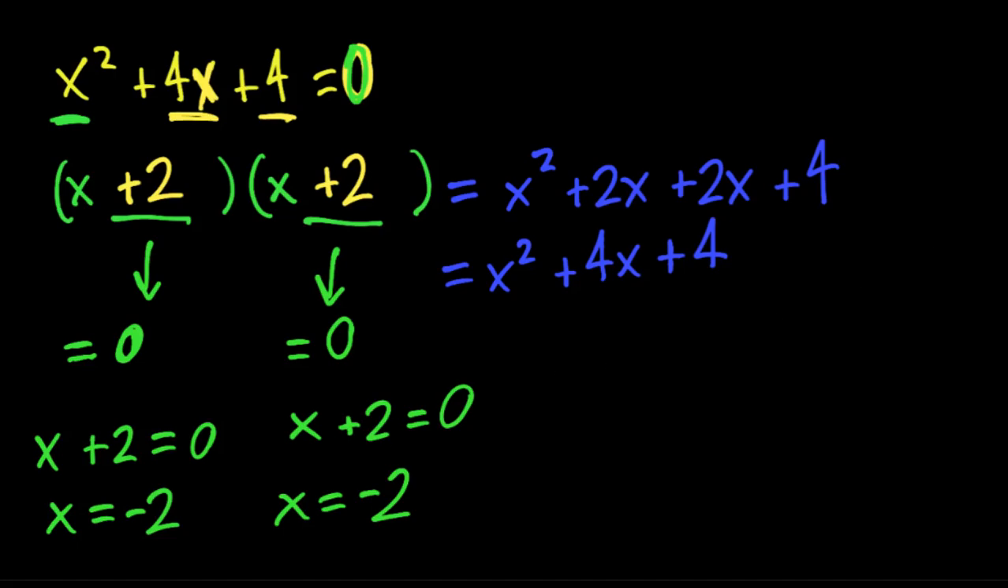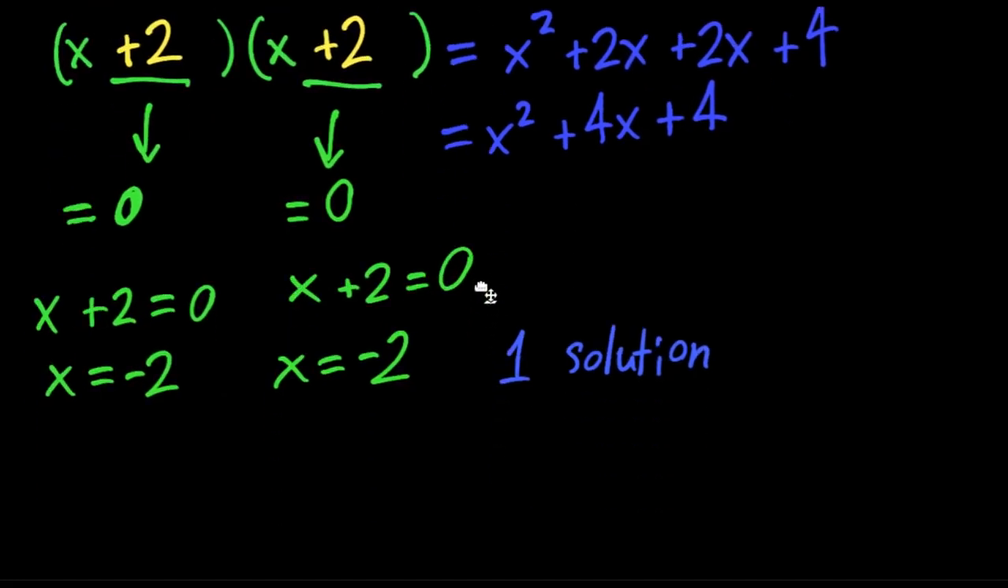In this case, both factors are the same, and that's why we only have one solution. But oftentimes you will have two different factors, and that's why you will get two different solutions for x. Okay, perfect. So the problem with the trial and error method, though, is that it can be slow and unreliable.